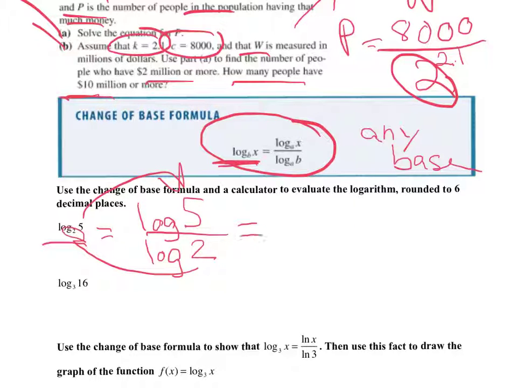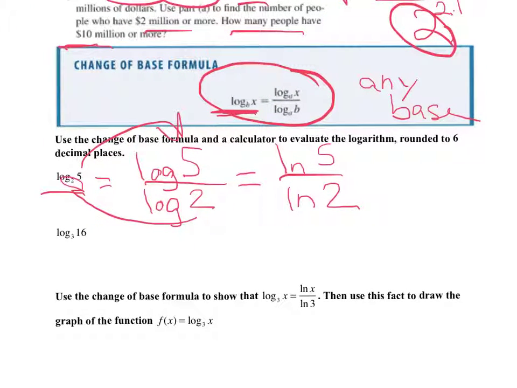Now, it doesn't matter which base you use. You could use the base e log of 5 and divide that by the base e log of 2, and you would get the same exact value. In fact, you should try it both ways to convince yourself that it's true.